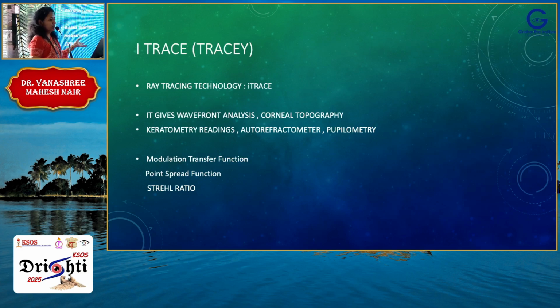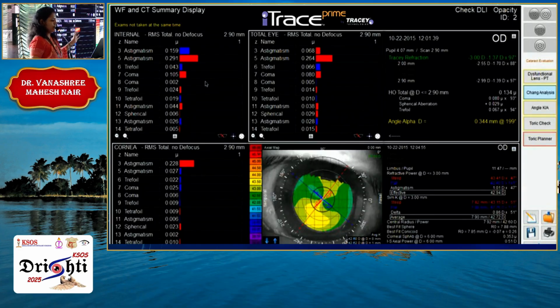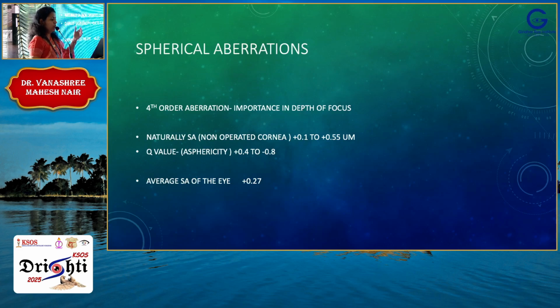Now there is a very nice instrument called the iTrace, which gives wavefront analysis, it gives the topography, it gives us the keratometry readings, autorefractor, pupillometry, everything put together so that we can analyze these aberrations well and use it practically when you're planning a cataract surgery patient. Not everyone will have access to iTrace, so even the basic tomographers like the Pentacam will give us the wavefront analysis, the root mean square value of the aberrations which are practically relevant to us. So this is how the iTrace readings look. So the most important one is the spherical aberrations in our practice.